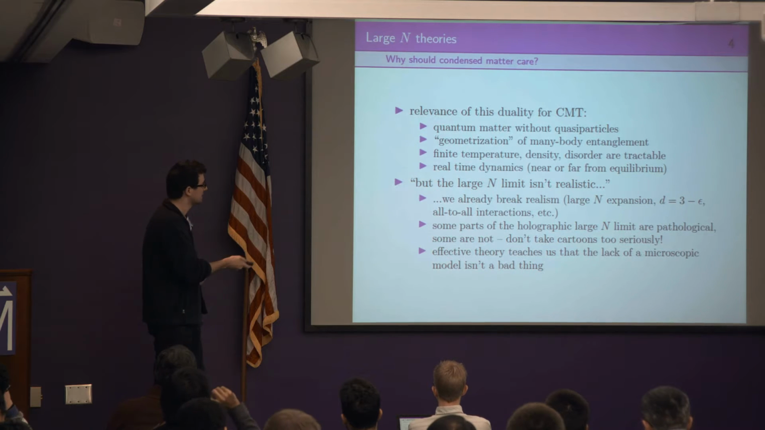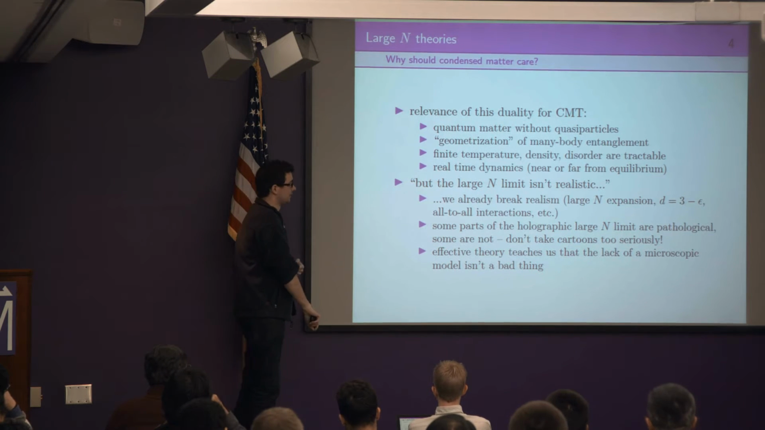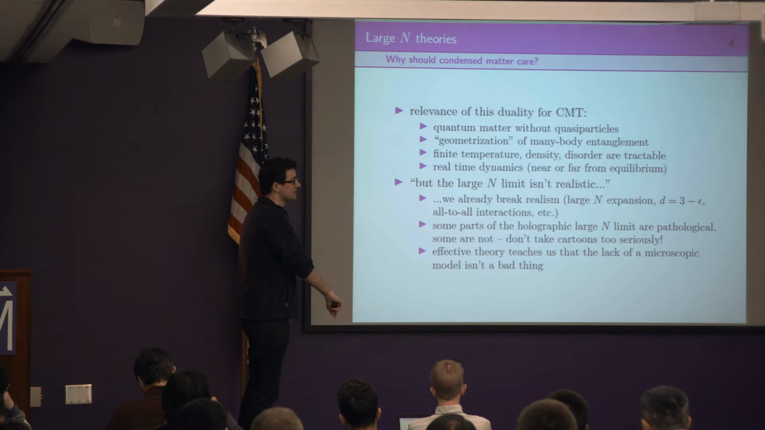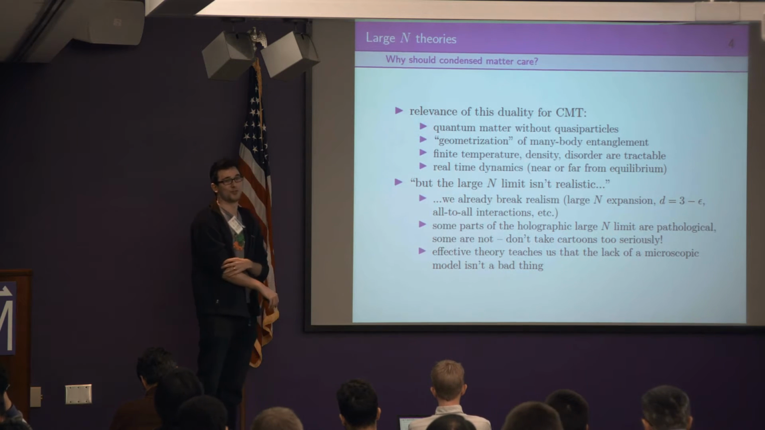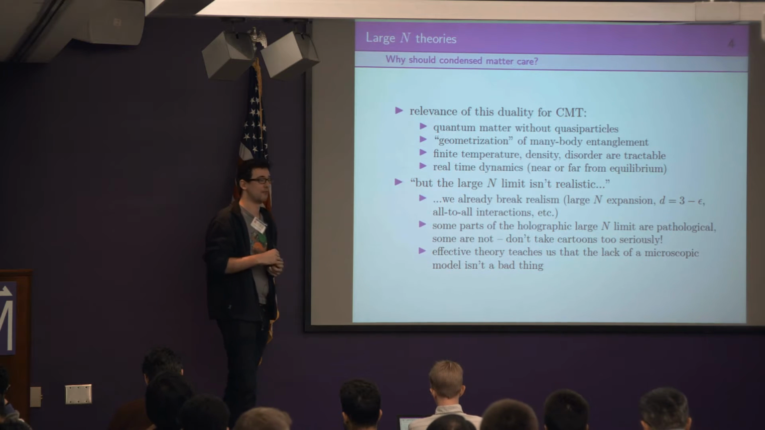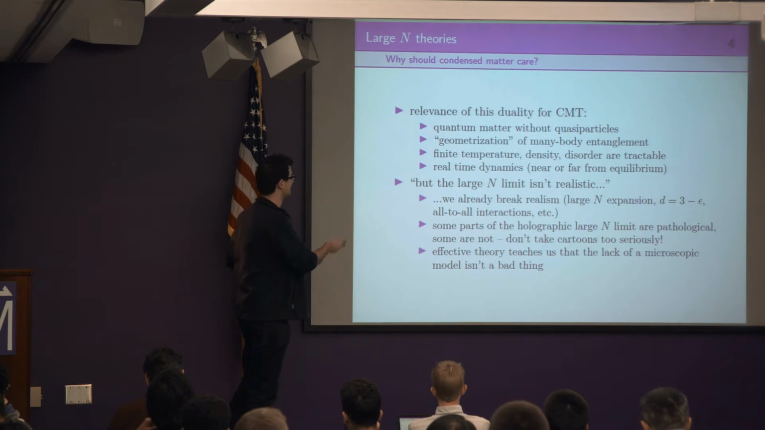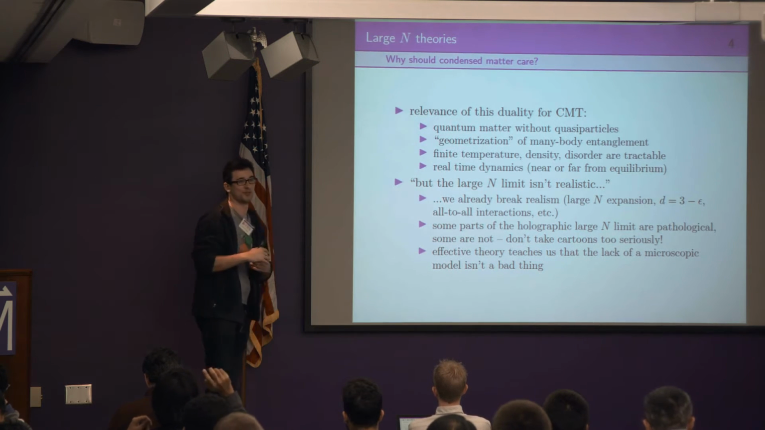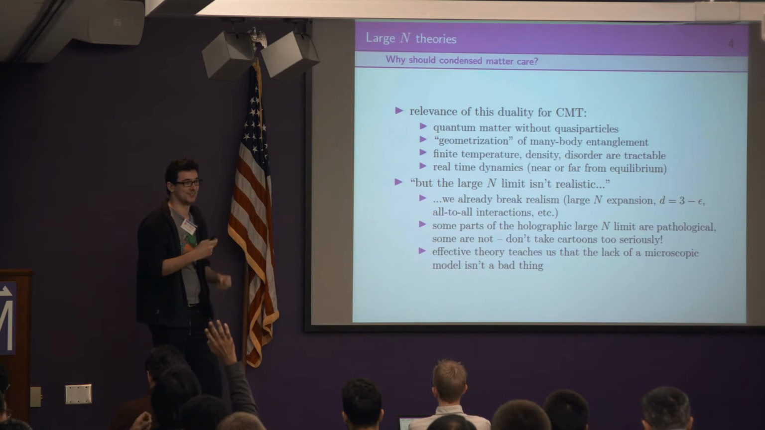Okay, and the last point I would make is just that effective theory tells us that sometimes not having a microscopic Hamiltonian can be liberating, because we don't get caught up on microscopic details. This is again taking all of these arguments to a very extreme limit, but.